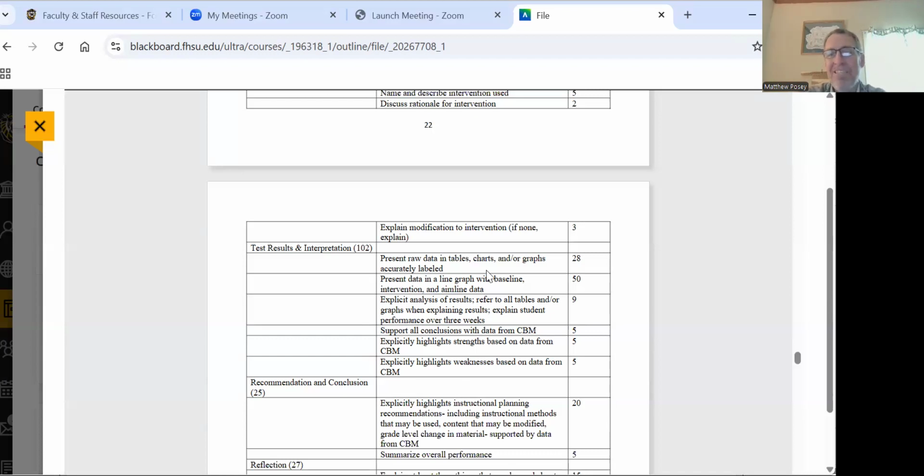I should see two. You're going to have just a regular table in there that's got your raw data, and then you're going to have this second one that's got your data points with the baseline and intervention and your aim line.